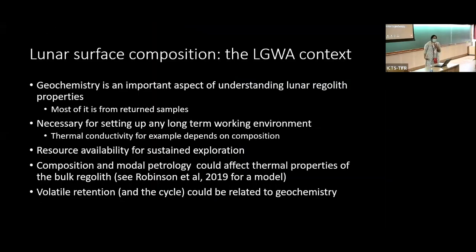In the context of this meeting for LGWA, why is geochemistry important? Primarily because it is an important aspect of understanding the regolith properties. Just like in any material science, what is regolith made of? What are its components? Lunar regolith is very different from what you find on any other planet, especially for geologists who study terrestrial soil or regolith. Regolith is basically an unsorted mixture of things, at scales from microns to a few centimeters.